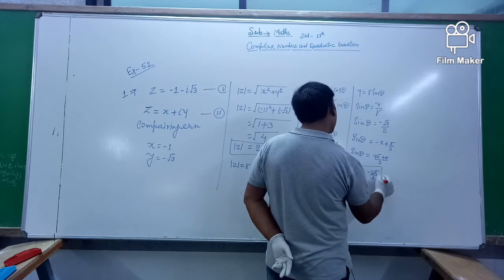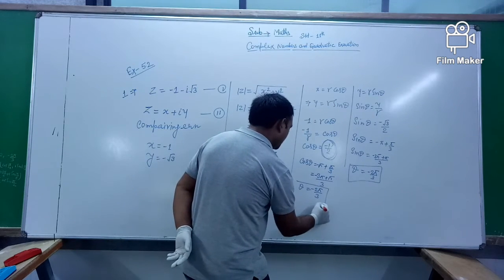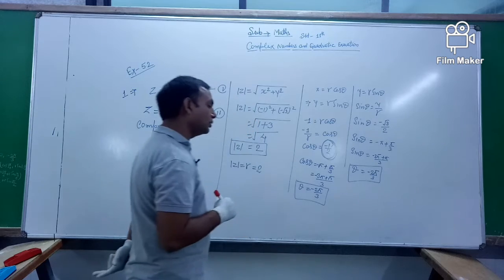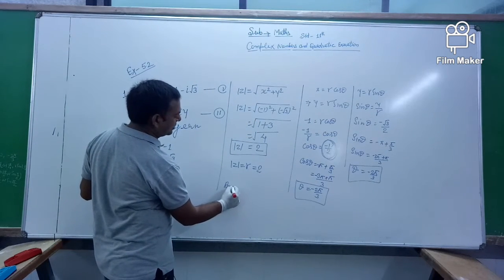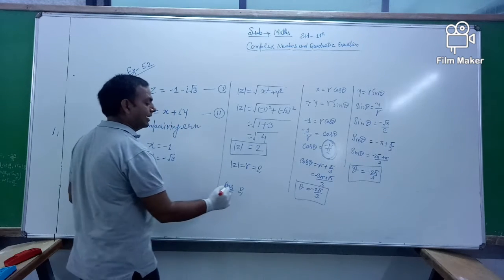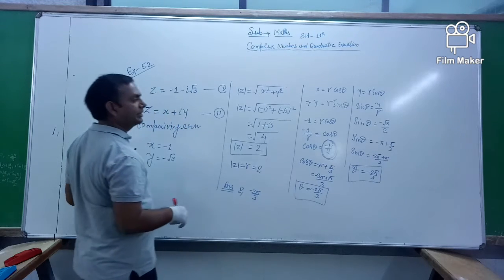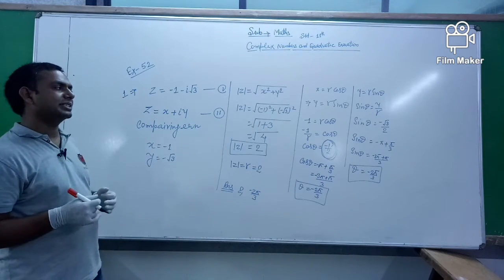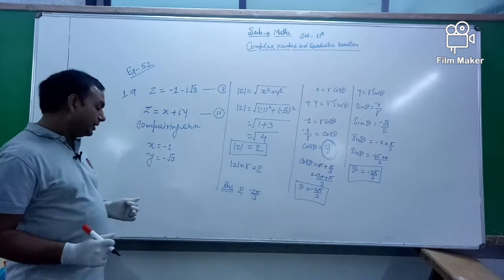Okay. So the argument of that question is theta is equal to minus 2 pi by 3. So here the answer is modulus 2 and argument equal to minus 2 pi by 3. Okay. Taking the help of these questions, you can solve the other questions. Okay. Thank you. Next question.